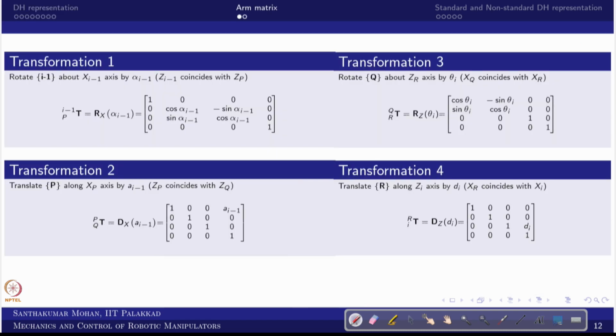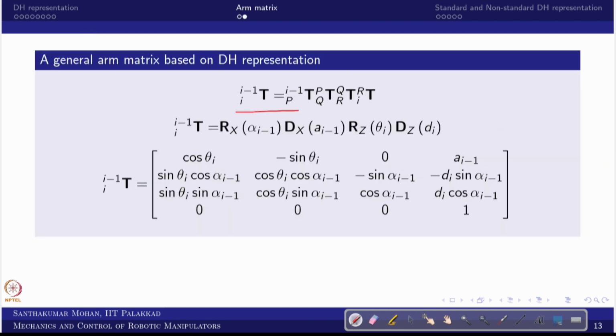For the benefit of viewers, I have consolidated this. The first is the rotation about xi minus 1, then the translation along xi minus 1, then the rotation about zi, and finally the translation along zi. So these are the 4 matrices. You post multiply; that is what we did. You can see this is the post multiplication.